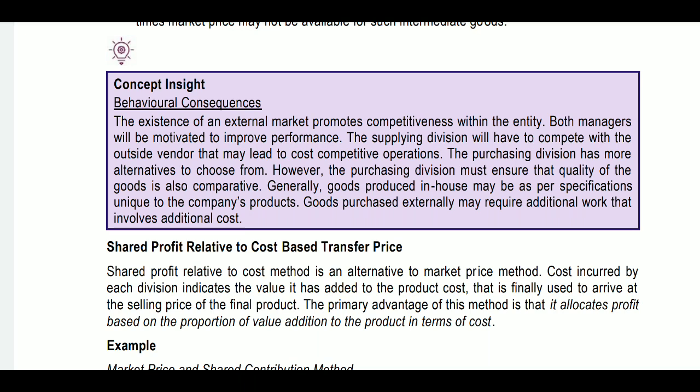The purchasing division has more alternatives to choose from. However, the purchasing division must ensure that the quality of goods is also comparable. Generally, goods produced in-house may be as per specification. So when we purchase from in-house, we will take the goods as per our specification. Outside, if you purchase a customized product, they will not have open market prices.